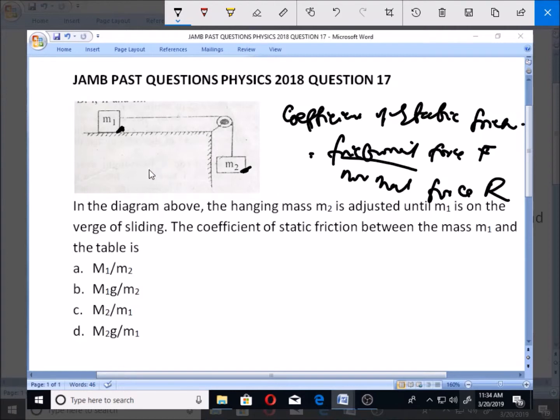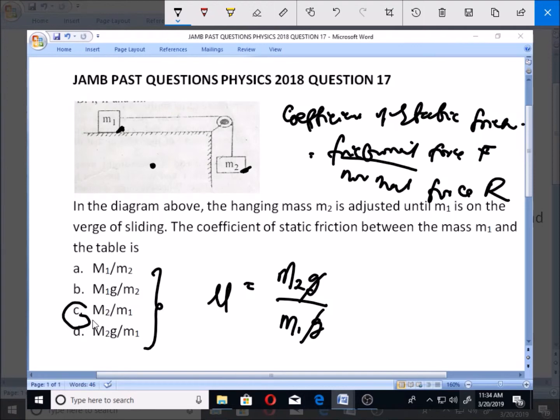Then basically, looking at this diagram and the options that we have here, you can simply relate this by saying that μ is the force by this M2, which is mass times acceleration due to gravity, all over the force by this M1, also times the acceleration due to gravity. So if you cancel this g and g, you will have μ equal to M2 over M1, and that is C, as being the option and the correct answer for this. So C is the answer.